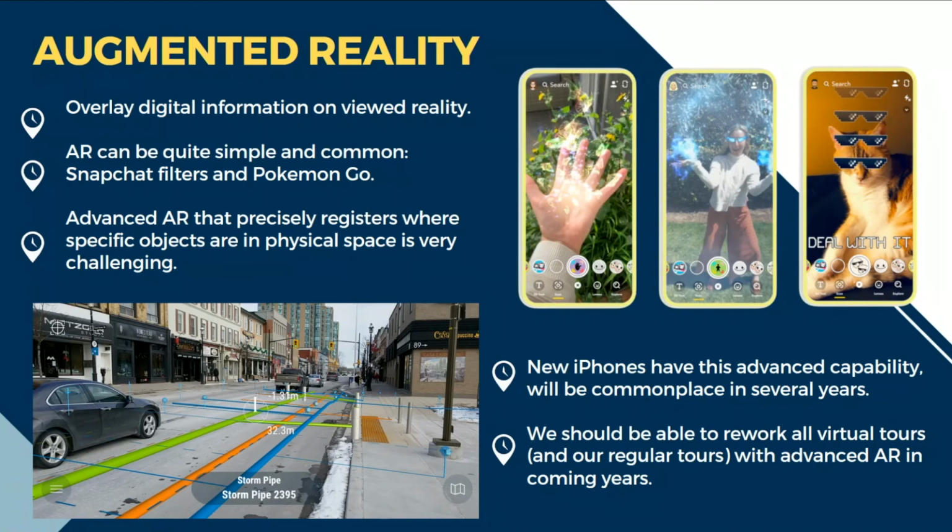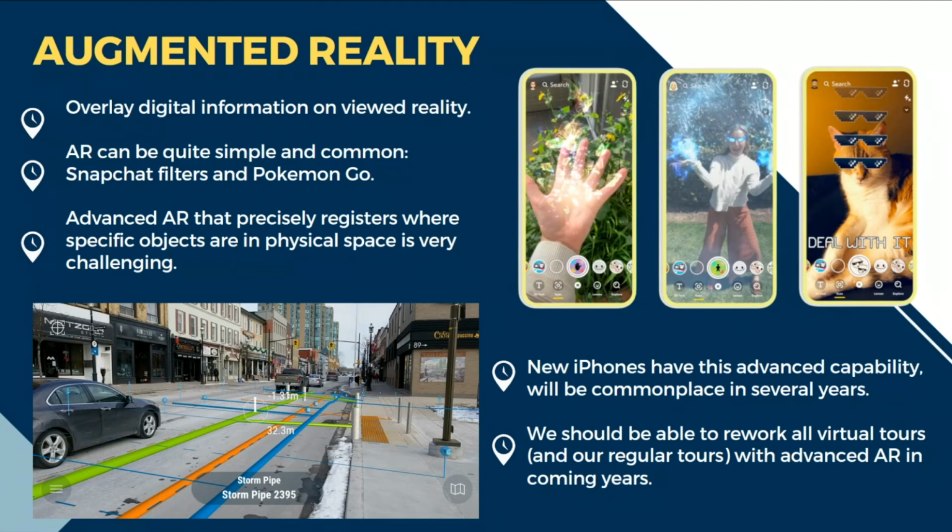If you were to pick a particular building, it has to be able to identify that building and figure out exactly where the edges are and how it looks, and then it can give you information on top of that building, historic site, all that kind of thing. Now, new iPhones, Chris has just informed me, have this advanced capability, and the technology is becoming more stable and will be commonplace in several years.